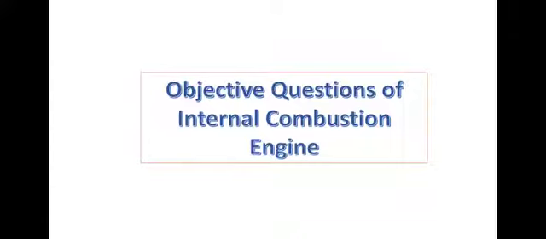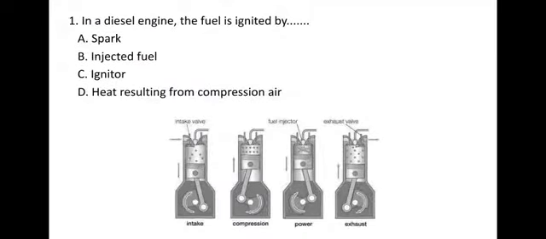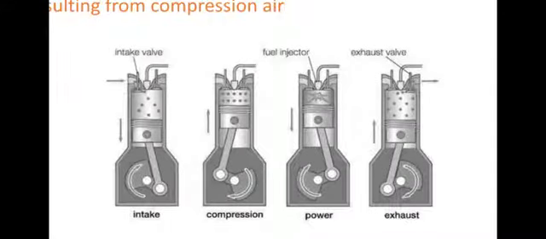Today in this video we are going to discuss some objective questions of internal combustion engine. So the very first question: in a diesel engine the fuel is ignited by, and the answer is heat resulting from the compressed air. So here you can see the working of a 4-stroke diesel engine. The first stroke is intake, then compression, power and exhaust.